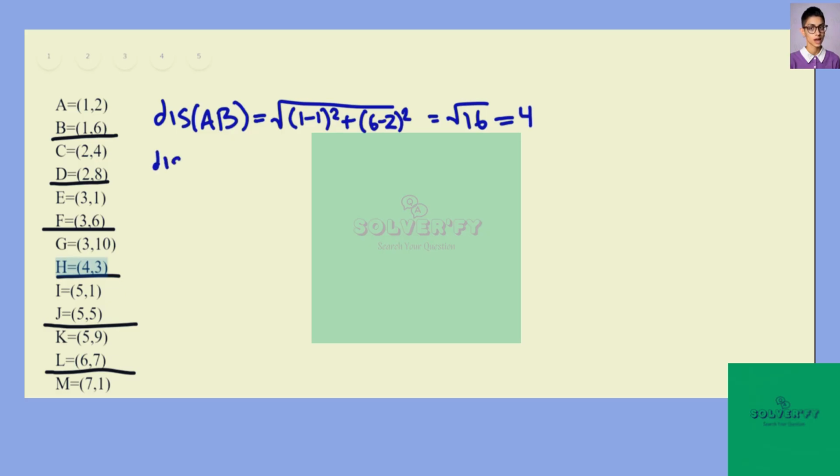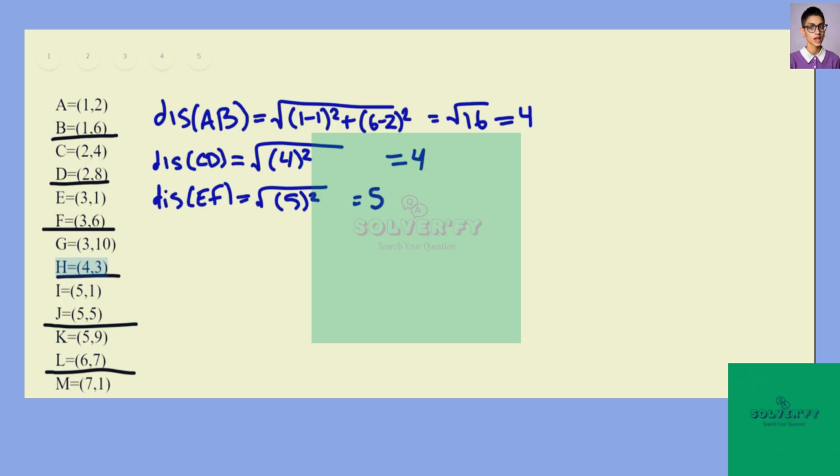So the same thing here, the distance of CD is going to be equal to the difference of the x coordinates. It's going to be 0. The difference of the y coordinates is going to be 8 minus 4 squared. So 8 minus 4 is 4 squared. Take the square root, that's going to be 4 as well. Then we get the distance from E and F. So the x-coordinate, 3 minus 3 is going to be 0. 6 minus 1. So we get the square root of 5 squared is equal to 5.